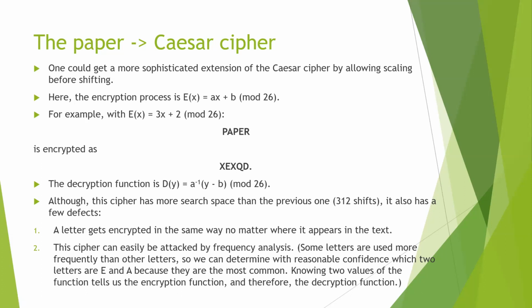Some letters are used more frequently than others. E and A are the most common, whereas Z and J are not very common. So we can determine with reasonable confidence which 2 letters are E and A. And just like knowing 2 equations and 2 unknowns lets us solve the equations, here knowing 2 values of the function tells us the encryption function. And because they are symmetric, it tells us the decryption function as well.